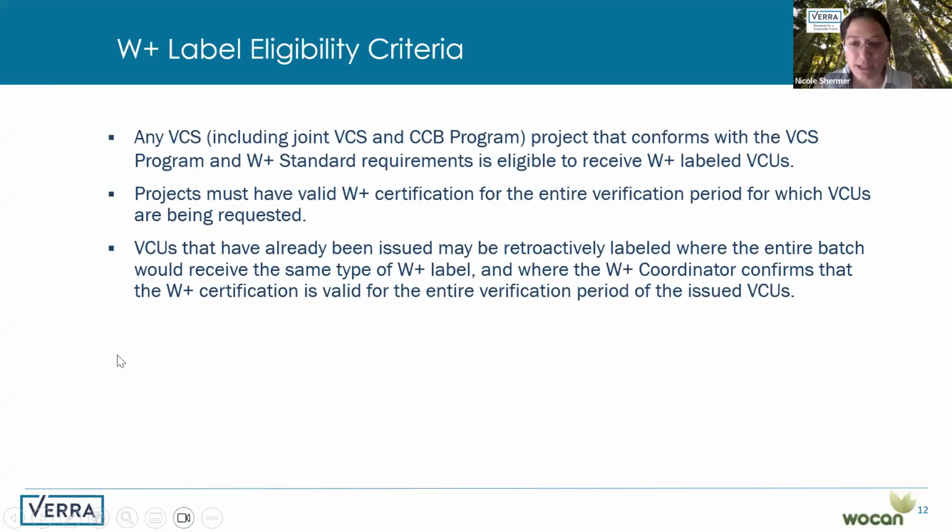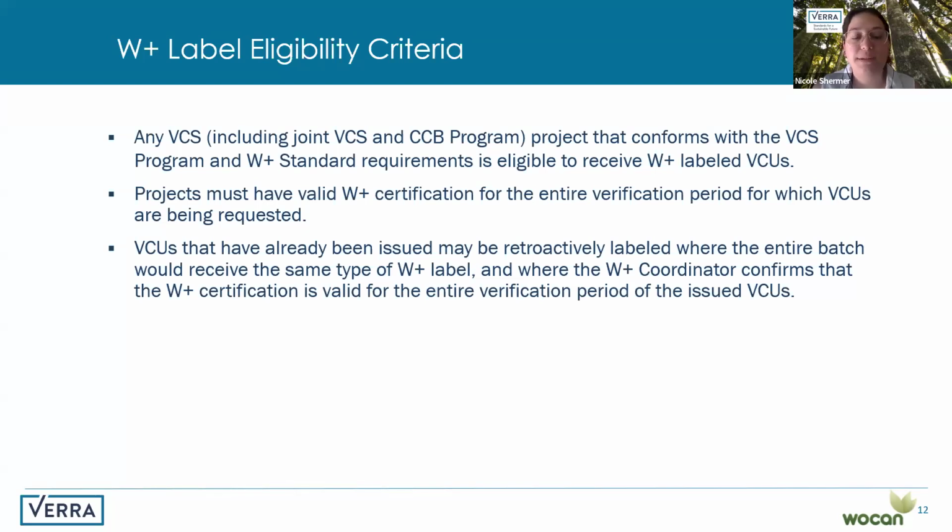So these eligibility criteria are laid out in the guidance document that I mentioned, and that guidance document can be found on the rules and requirements page for the VCS program on the Verra website. So the basic criteria is that any VCS project, including joint VCS and CCB, Climate, Community, and Biodiversity Standards projects, any of those that conform with both the VCS program or VCS and CCB program, if that's the case, and with the W+ standard requirements, are eligible to receive W+ labels. So if you're participating in both programs, you're eligible to receive these labels.